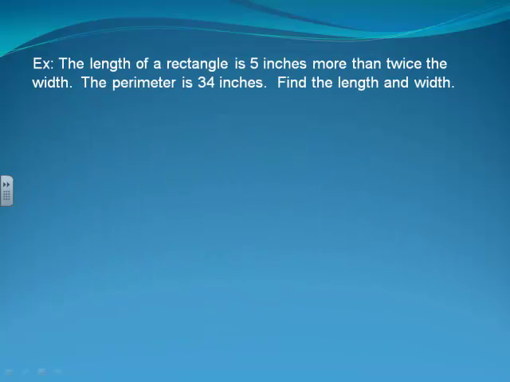All right, let's look at this problem. The length of a rectangle is 5 inches more than twice the width. The perimeter is 34 inches. Find the length and the width of the rectangle. All right, a picture is worth 1,000 words, so let's start with that.